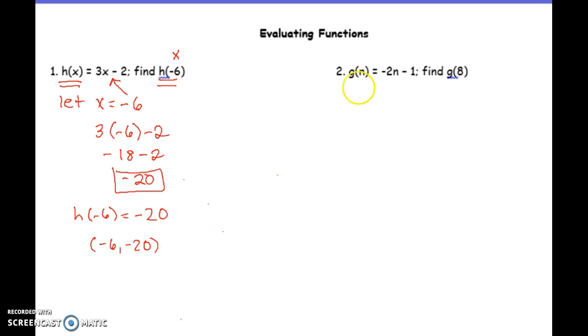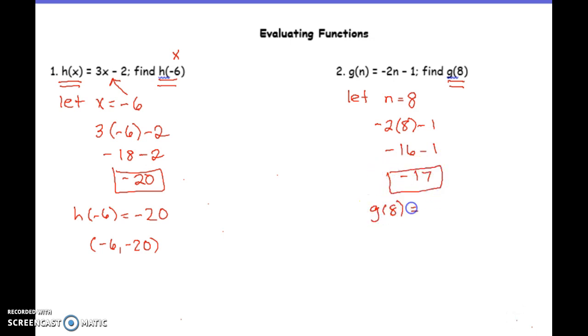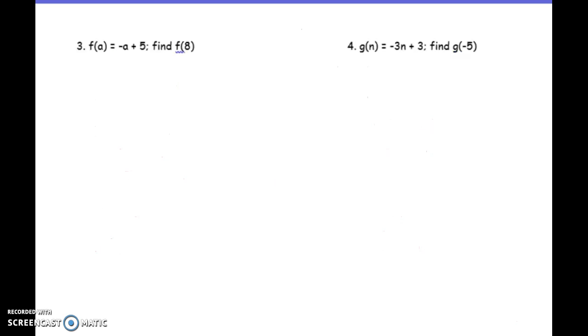All right, now here we have a g function. It says g of n is equal to negative 2n minus 1. We're finding g of 8. So in this example, n is going to be equal to 8. I'm going to plug in negative 2 times 8 minus 1. This is negative 16 minus 1, which is negative 17. So g of 8 is equal to negative 17. As an ordered pair, the input of 8 would give us an output of negative 17. We're just taking that and placing it in for the variable.